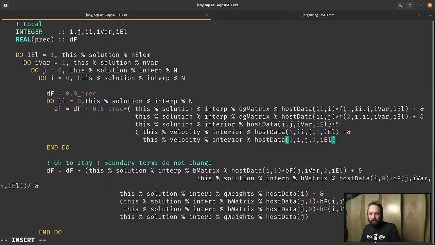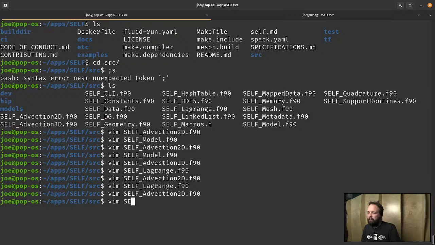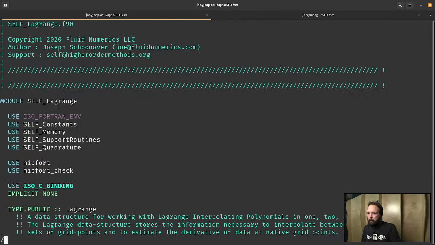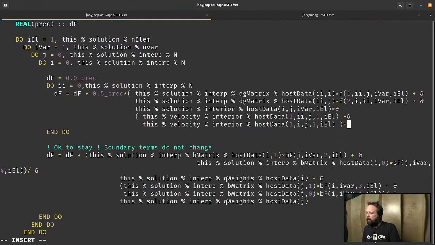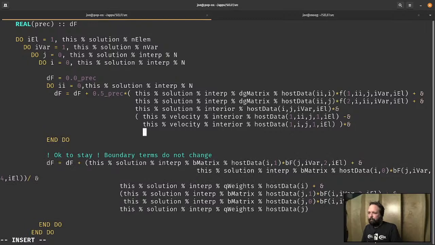Okay. Oh, right, now I need to multiply by the interpolant derivative matrix, not the DG matrix. So let's see what that was called. If I go back into the self-Lagrange, I think, yep, I have the D matrix. So that's fine. So percent solution, percent interp. If I really were to clean this up, I might make a pointer for interp, so I'm not having to rewrite this solution percent interp over and over. Maybe I'll do that in here in a minute.